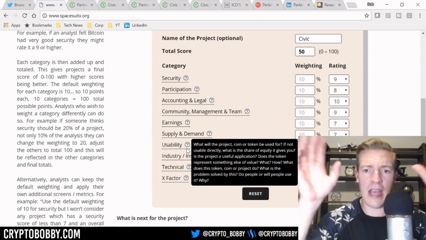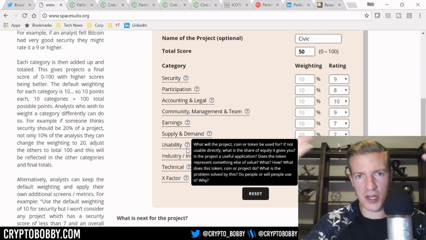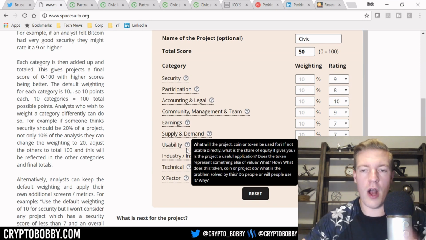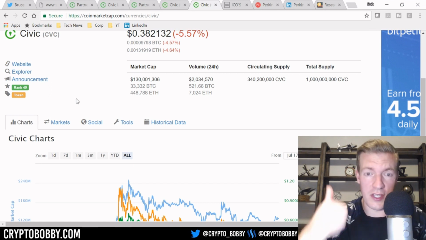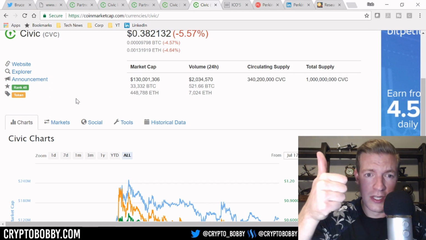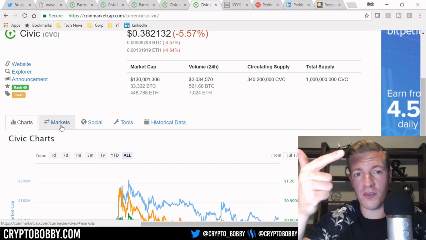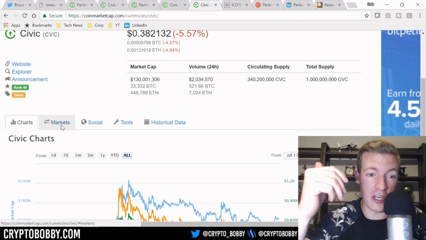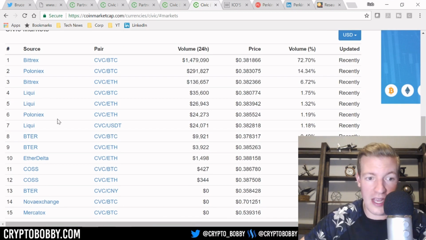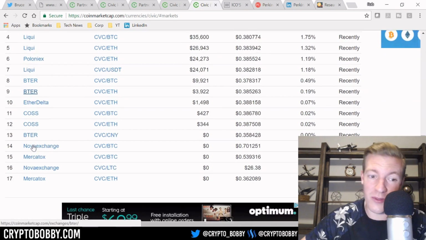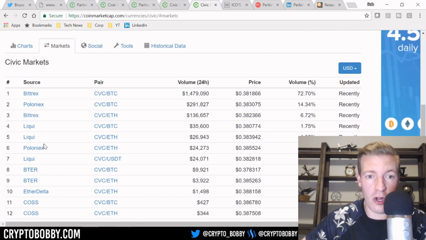Outside of that, if we're looking at the usability of the system, presently it is an ERC20 token. Really easy to get. When we look at usability, we can look at two things here. We can look at the overall market, the markets that it's available on. We can also look at the actual usability of the application. In both cases, Civic is on Bittrex, Poloniex, Liqui, BTR, and Ether Delta. So it's on some pretty large exchanges, some nice exchanges that I like.